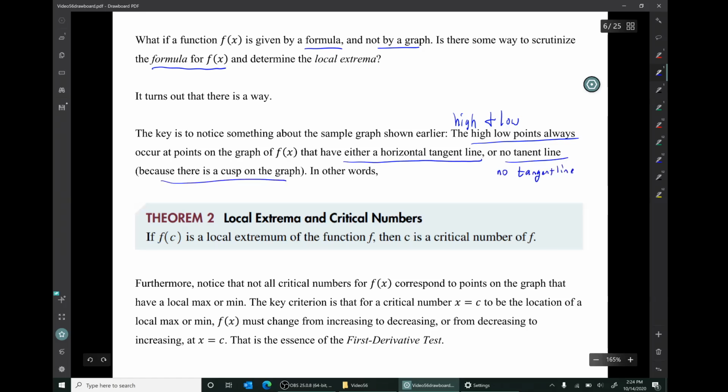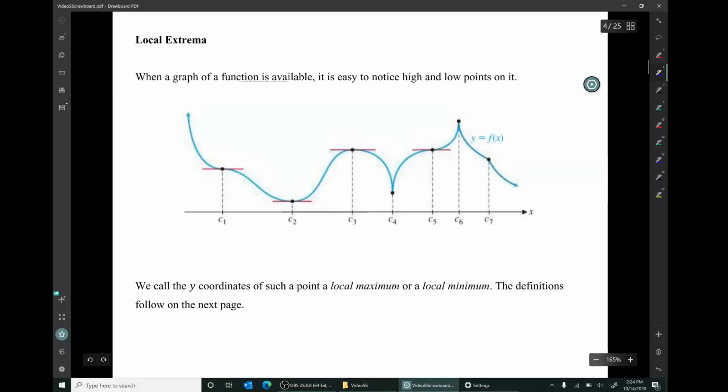So let's go back up and look at that graph. Here's a low point and a high point. Those both have horizontal tangent lines. Here's a low point and a high point. Those points in the graph don't have tangent lines because they're sharp points, but they're still local extrema. This is the lowest point in the vicinity. This is the highest point in the vicinity. So their y-coordinates are local mins and local maxes.